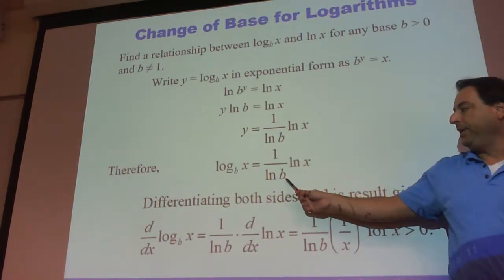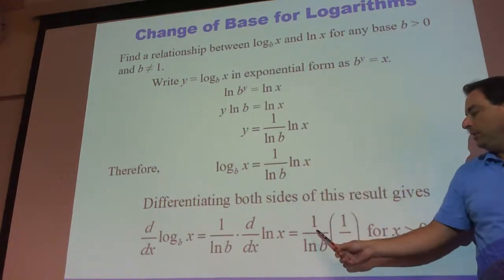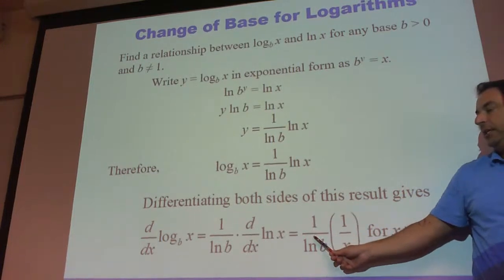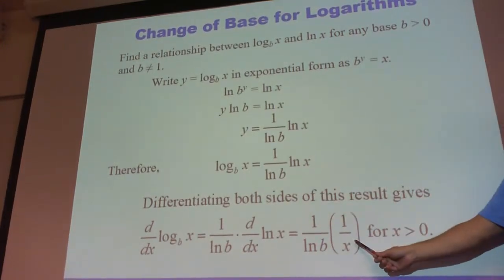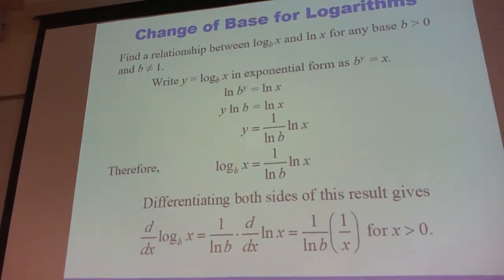1 over ln of b is just a number. What do you do to a number in front? It stays in front. And what's the derivative of ln of x? 1 over x. Are we okay? So here's what you need to know.